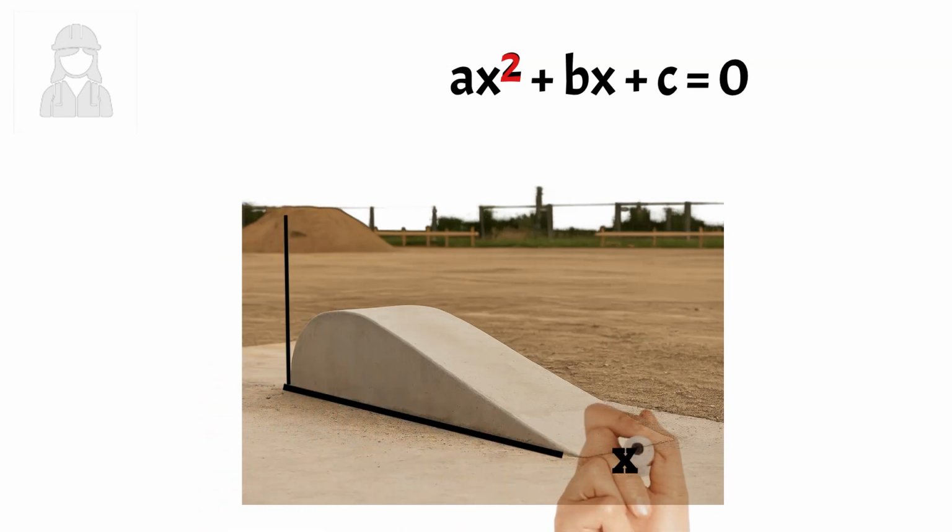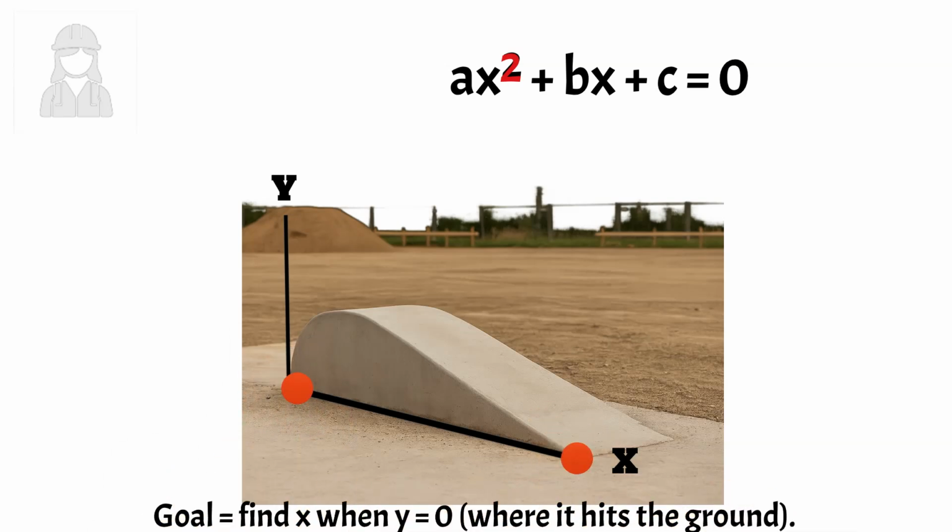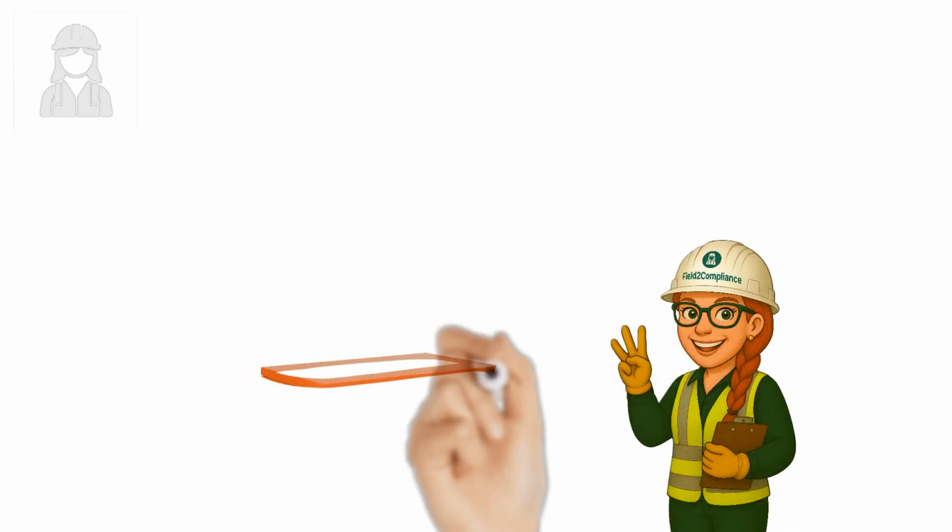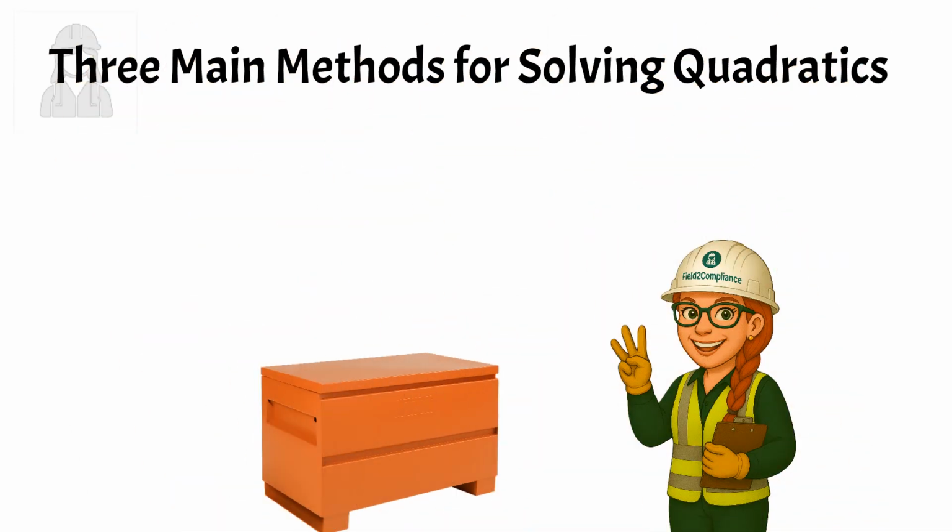On the job site, that means the points where a ramp begins and ends, or where a beam touches the ground, being your x-axis. That's our goal. Set y to 0 and solve for x.